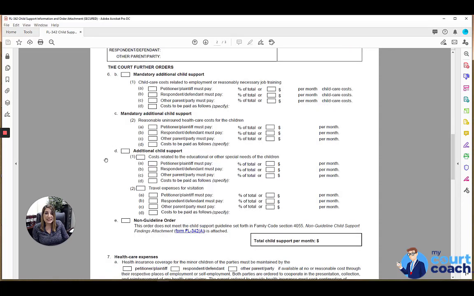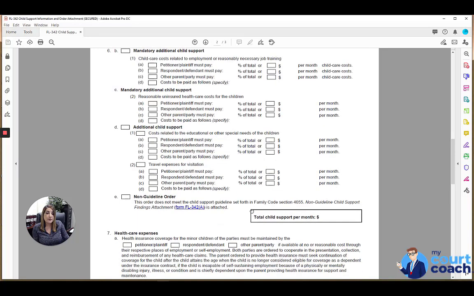Less common is for the court to order the parties to share in costs related to educational or extracurricular activities or for travel expenses or visitation. But obviously, if the court does make that an order, then you would mark these boxes and identify which party is to pay what percentage. If this is a non-guideline order, and the only way this would be a non-guideline order is if the parties agree to that on their own, as I stated previously, the court is bound by the state guideline formula, then you would mark this box and also attach form FL-342A to it, which we will discuss in a separate video. Total up the total child support per month and list that here.